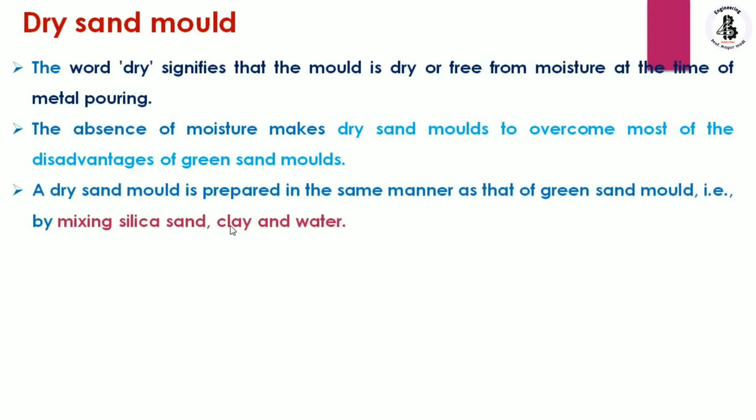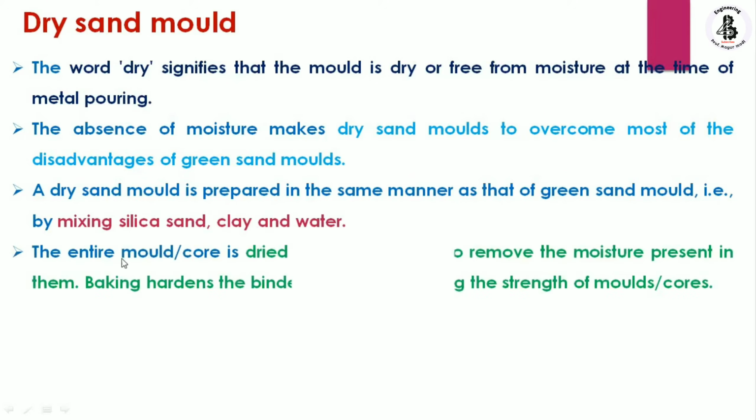A dry sand mold is prepared in the same manner as a green sand mold, by mixing silica sand with clay and water. The entire mold or core is dried, or you can say baked, in ovens to remove the moisture present in the sand. Baking hardens the binder, thereby increasing the strength of the mold, or you can say when it is used for core making.